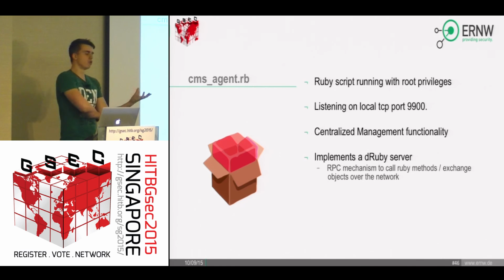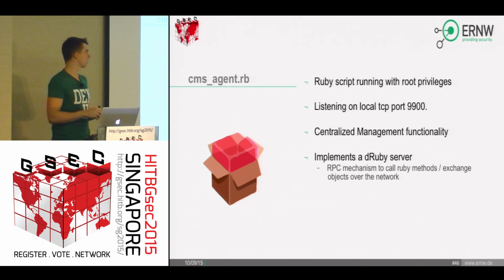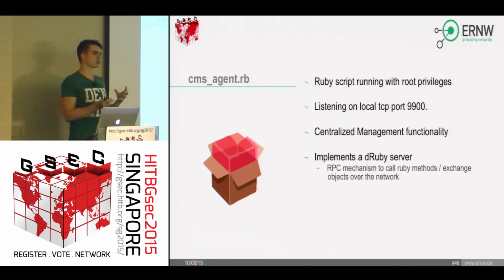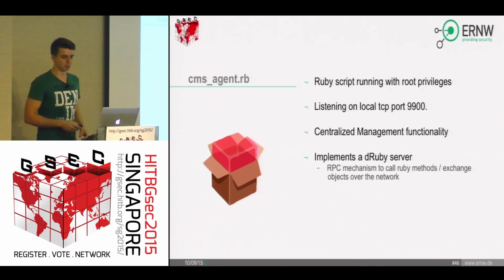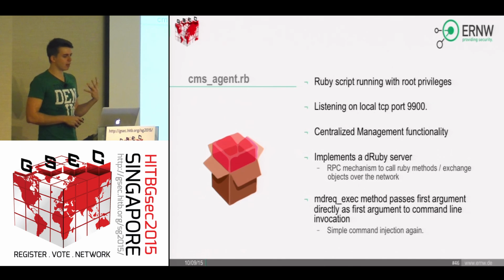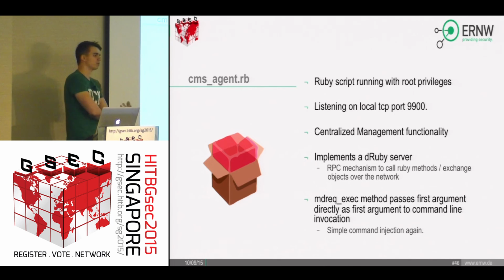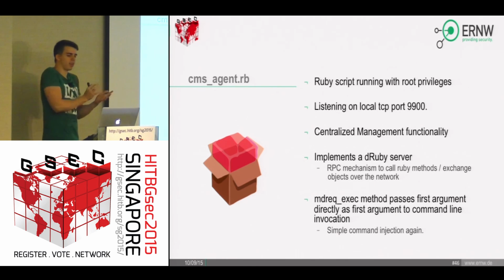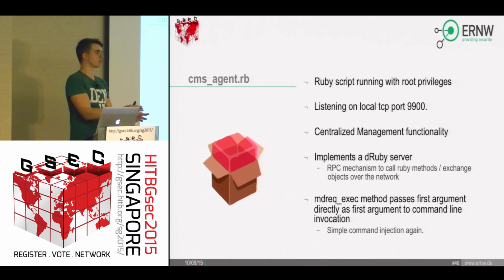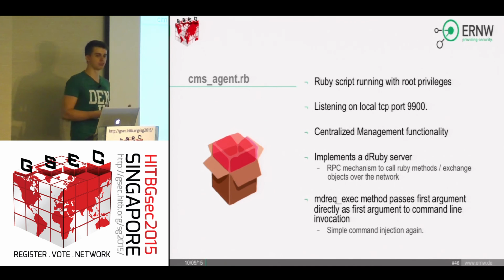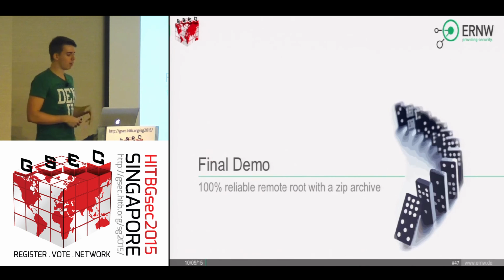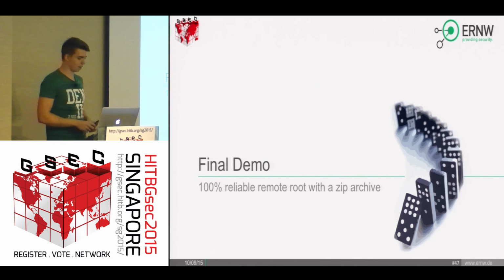Now if you never heard of dRuby, that's an RPC mechanism for Ruby. So you can just call Ruby methods and exchange objects over the network. It's a bit like Java RPC stuff, just for Ruby. They have a whitelist, so you can't call arbitrary methods, but you can call the mdreg_exit method, and that simply takes a string argument and passes this directly to a command invocation on the command line without any kind of checks. So again, this is a really trivial, simple command injection. And if you combine these bugs, you get 100% reliable root with just a zip archive, which is kind of nice.